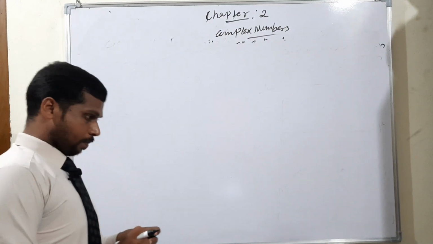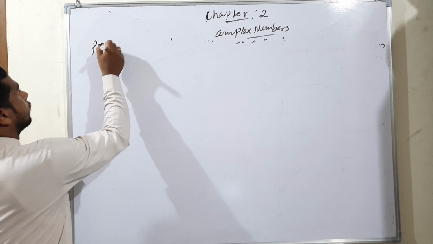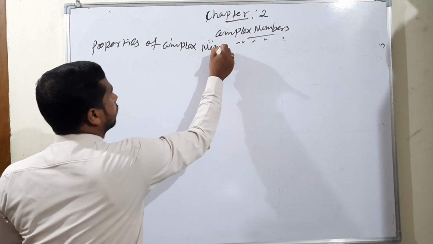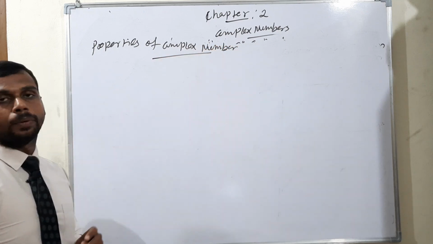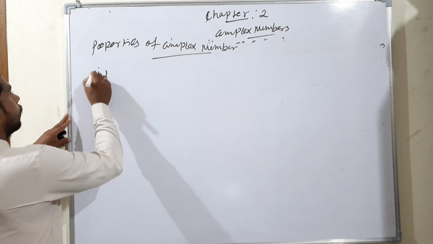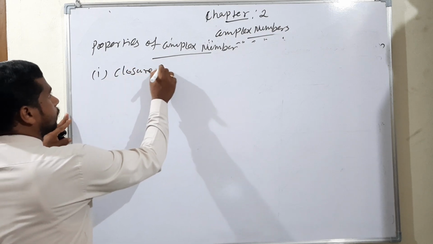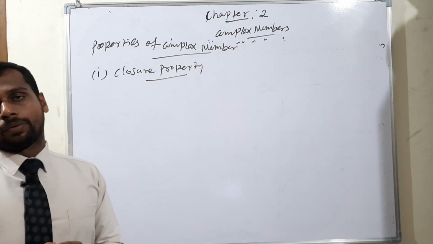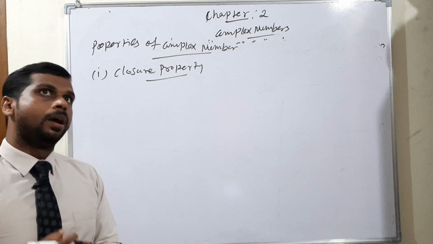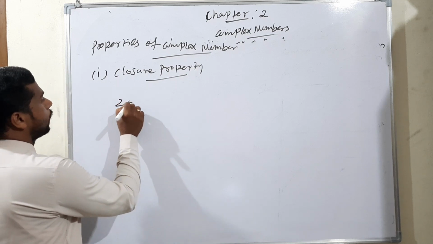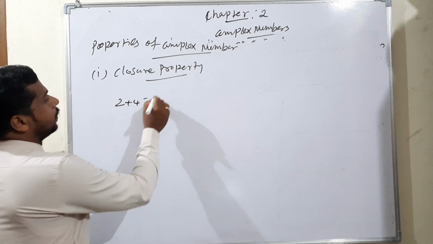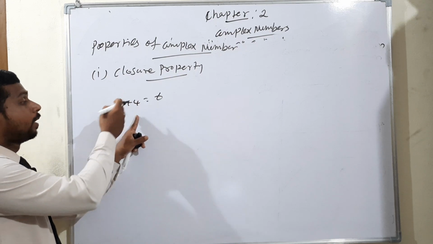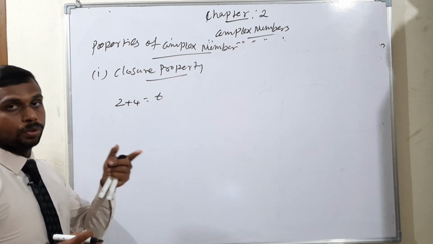So, properties of complex numbers. First one, closure property. When you take two inputs of the same type, for example two even numbers, 2 plus 4 is equal to what? The output definitely will come, so 6. So what I am telling is, when you take two even numbers, the output also is an even number. That is closure property.